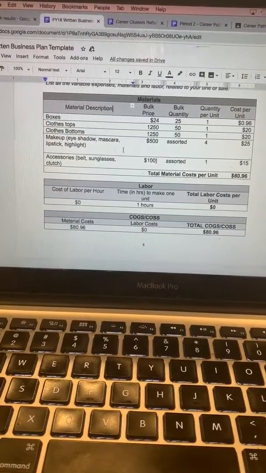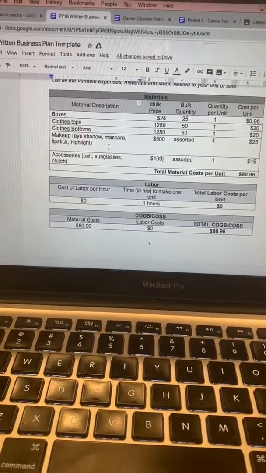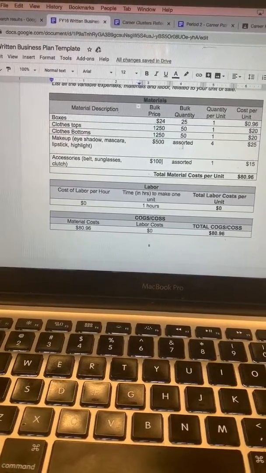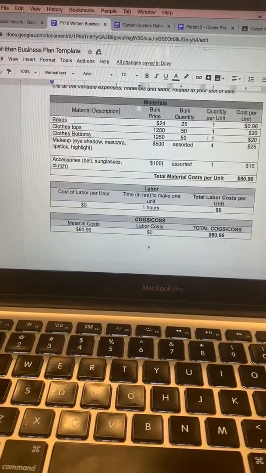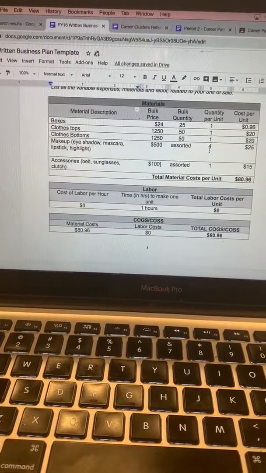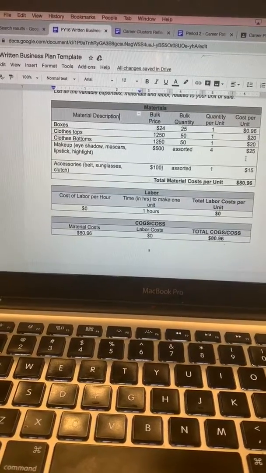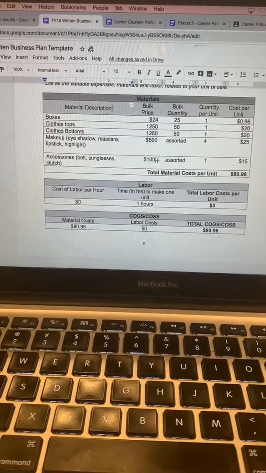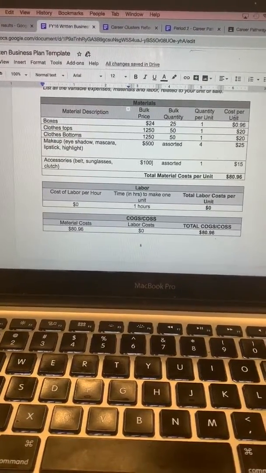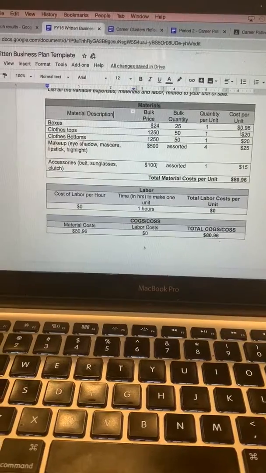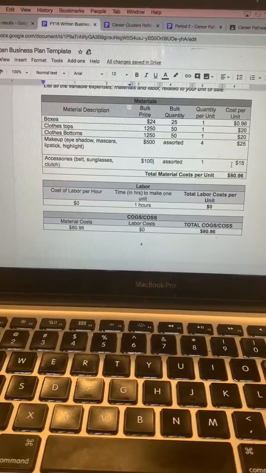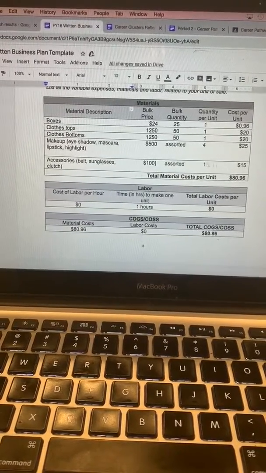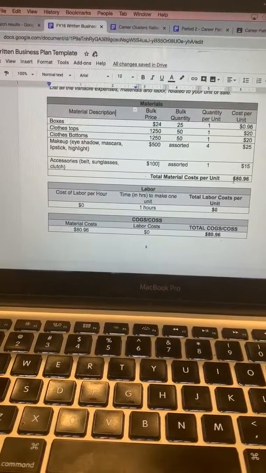So for example, they are planning on buying assorted makeup costing them $500. Bulk quantity, just assorted. And then each box, their customer would receive 4 in each box, which would end up costing them per unit $25. All right. And then once you've figured out all your unit cost, you add it in total. For these young ladies, it ended up being $80.96.